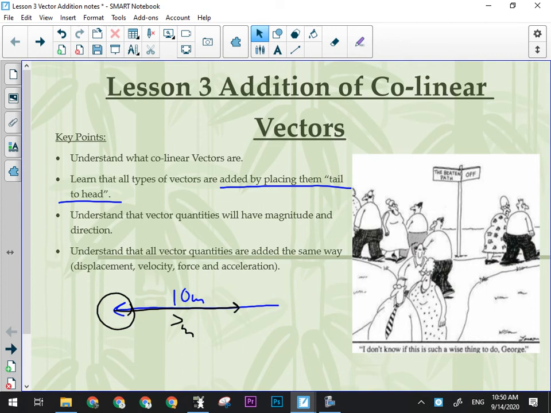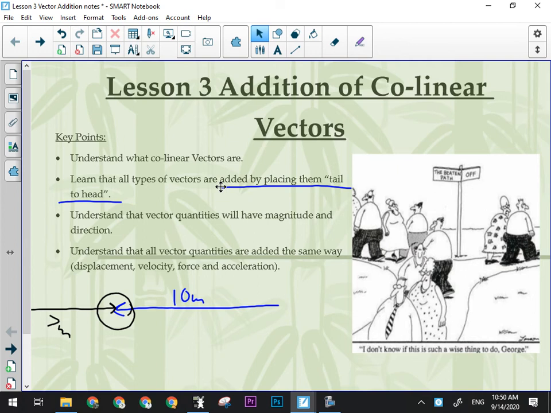Similarly, I can't draw them head to head because then it says that person started from 2 halves and walked towards itself, which also didn't happen. So we just have to be mindful of that. Does that make sense to everybody? So tail to head, draw one after the other, in chronological order.